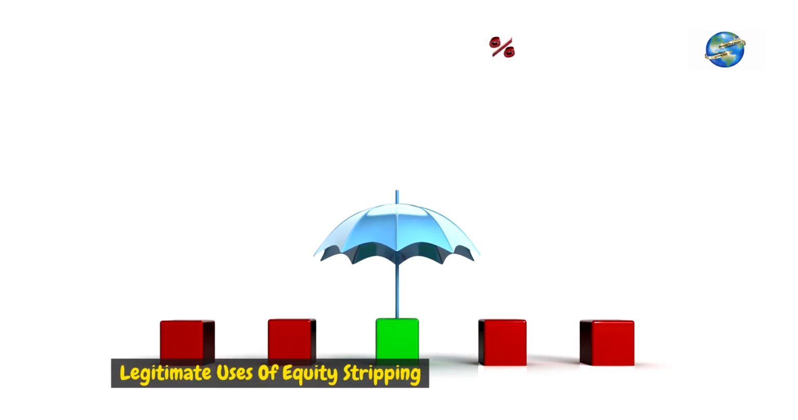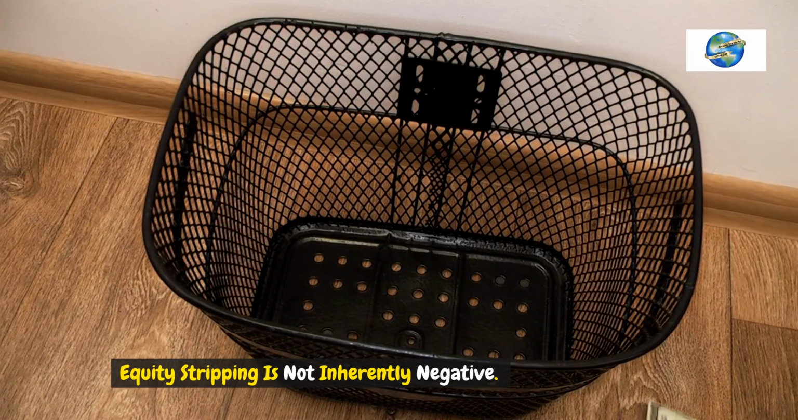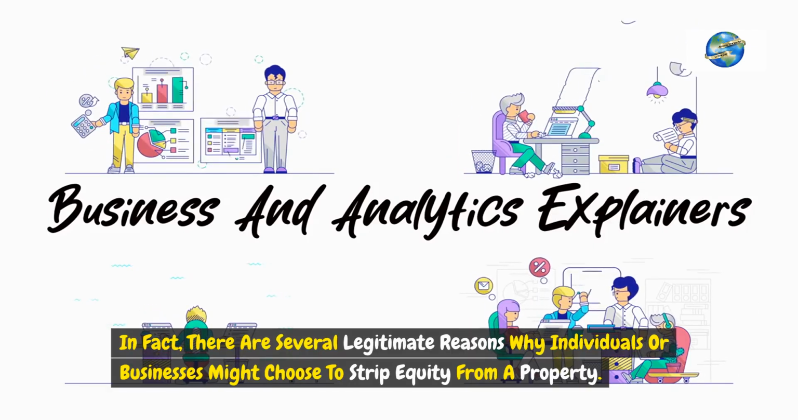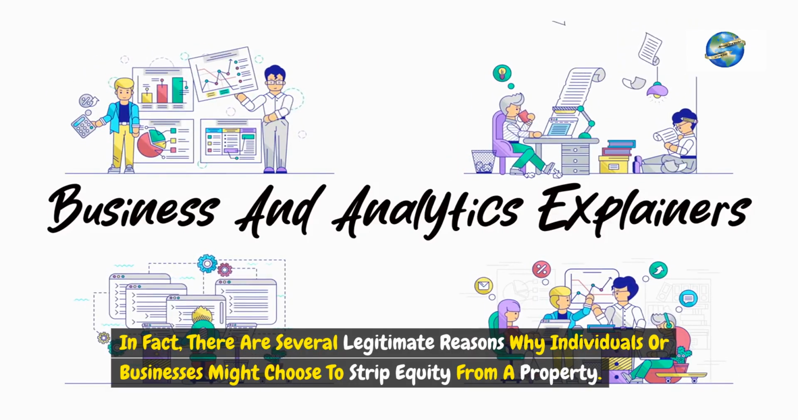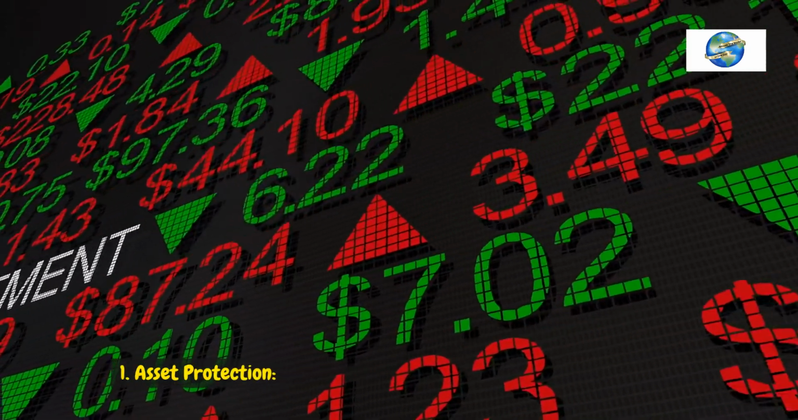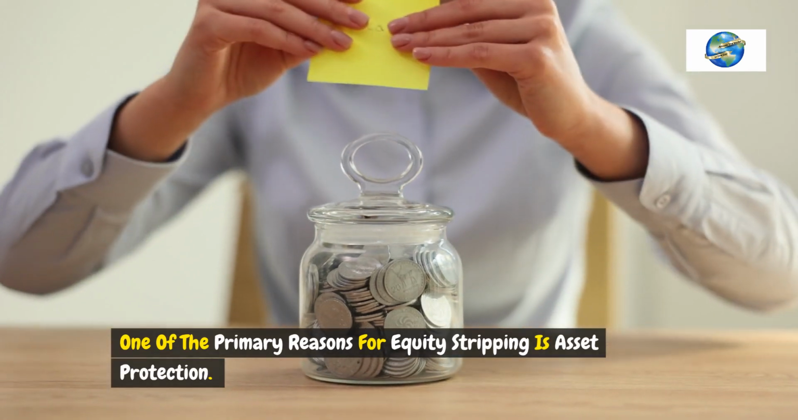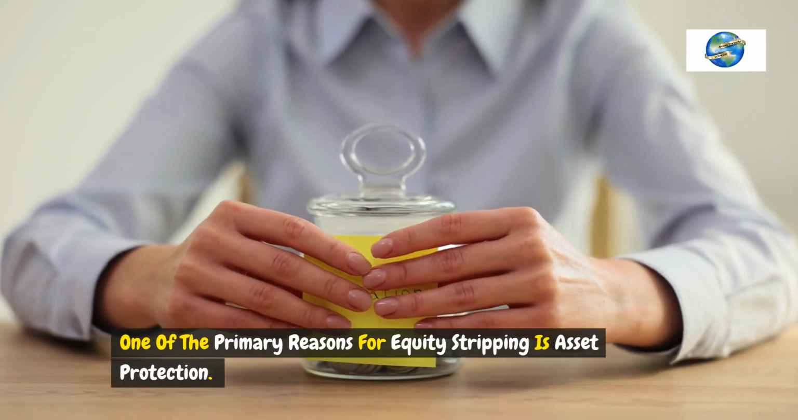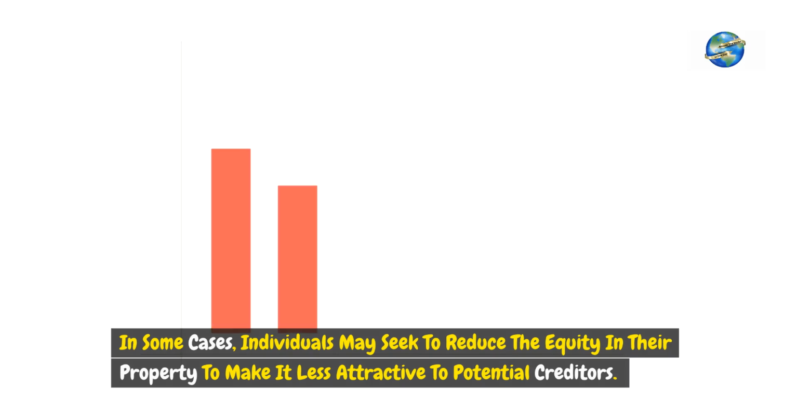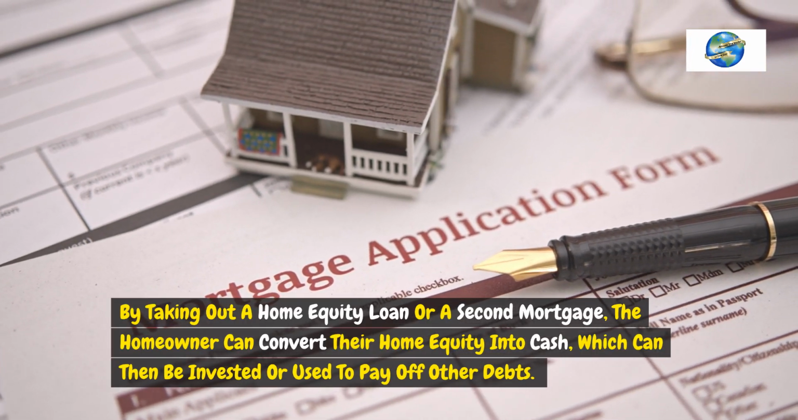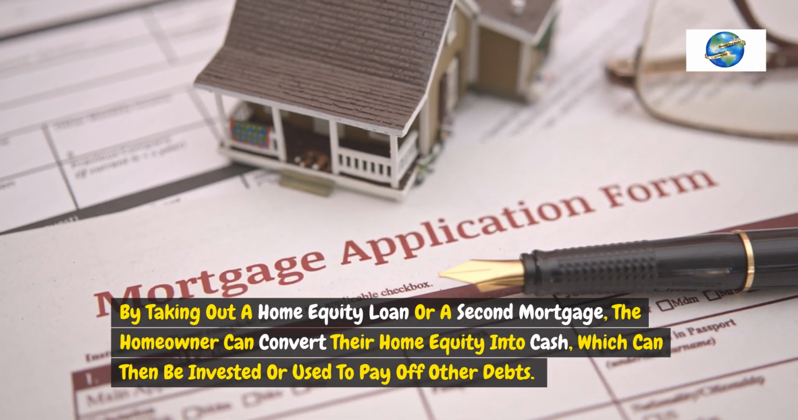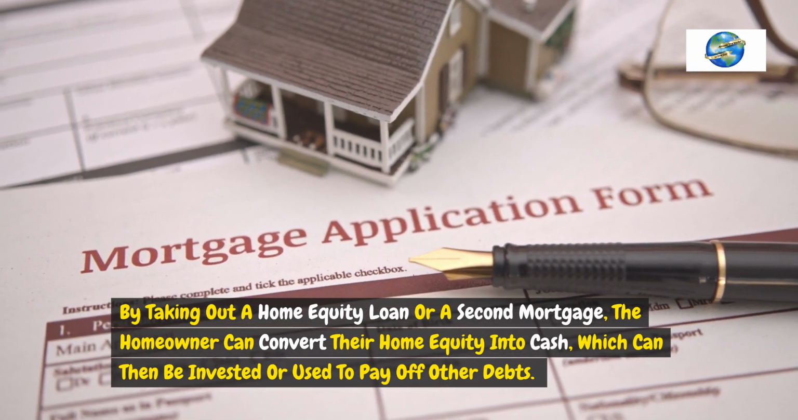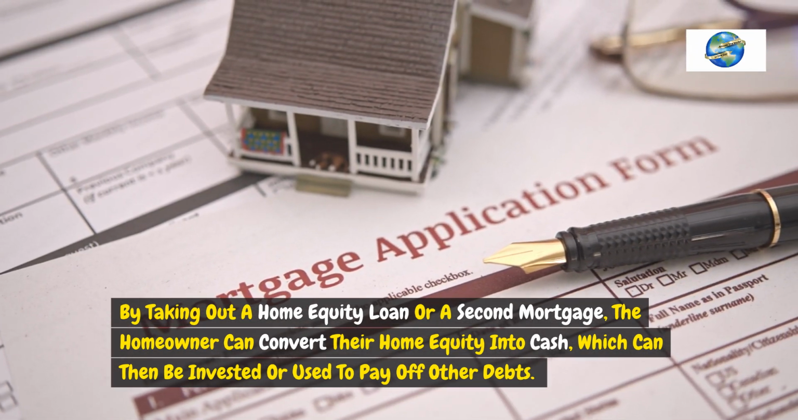Legitimate uses of equity stripping. Equity stripping is not inherently negative. In fact, there are several legitimate reasons why individuals or businesses might choose to strip equity from a property. 1. Asset protection. One of the primary reasons for equity stripping is asset protection. In some cases, individuals may seek to reduce the equity in their property to make it less attractive to potential creditors. By taking out a home equity loan or a second mortgage, the homeowner can convert their home equity into cash, which can then be invested or used to pay off other debts.